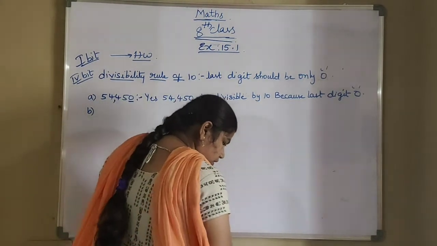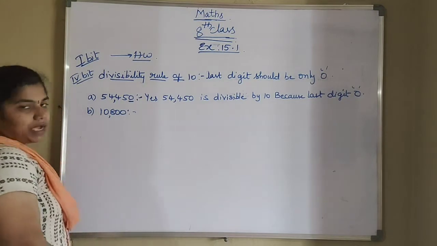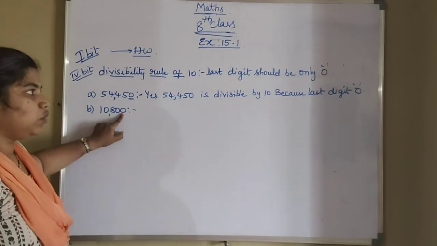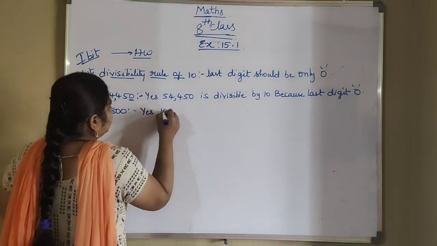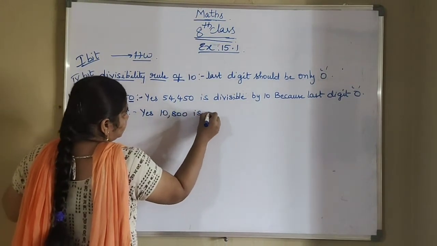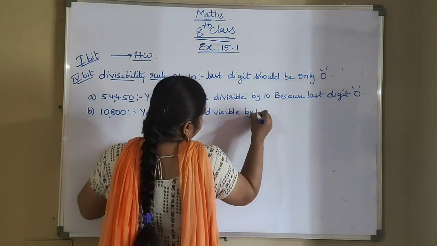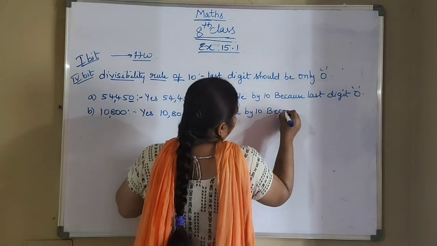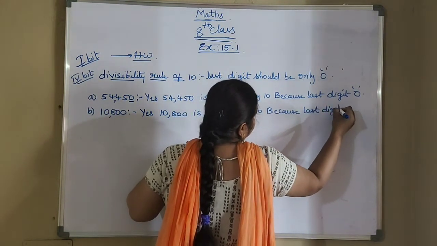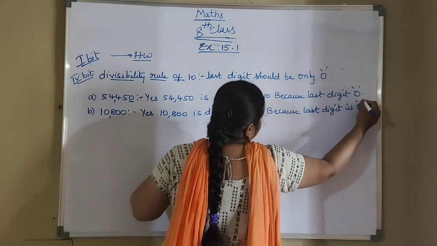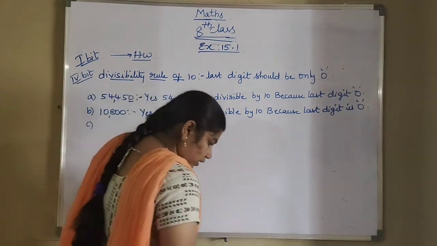Okay, next one, B bit. What is B bit here? 10,800. Again the last digit is 0, so it will be divisible by 10. So yes, 10,800 is divisible by 10 because last digit is 0. Okay, next one, C bit. What is C?